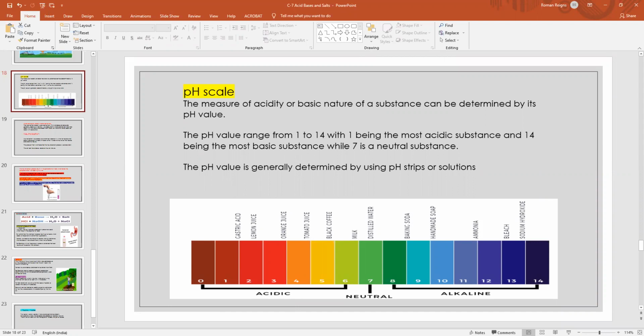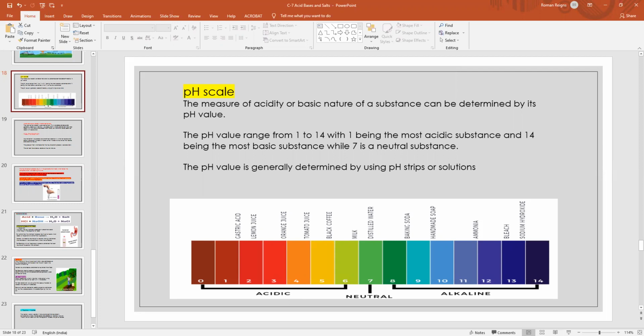Okay, what is a pH scale? Let me help you understand. pH was actually discovered by the scientist named Sorensen, and the word pH is derived from the German word potenz, which means power. Now, whose power? Power of hydrogen ion.